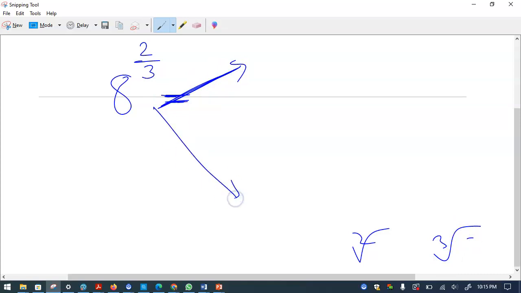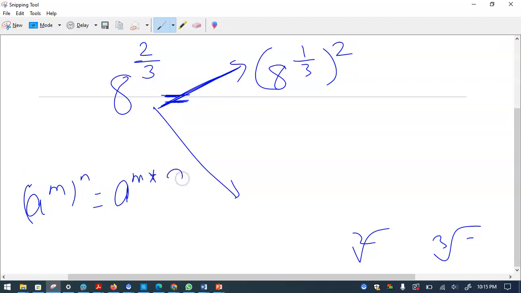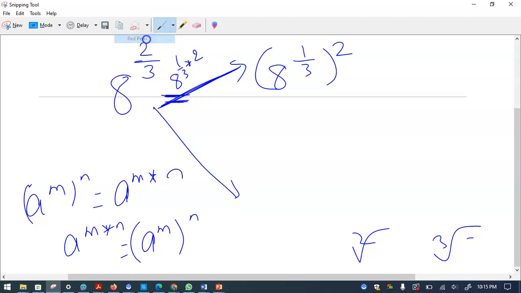So one is I can write this as 8 raised to 1/3, raised to 2. Why? Because a raised to m, raised to n, is a raised to m times n. So this is power of power. I'm writing this because I can write this as 1/3 times 2. So you can see this is like a to the m, this is m, and this is n. So this is the black 2, and the red one is 1/3.